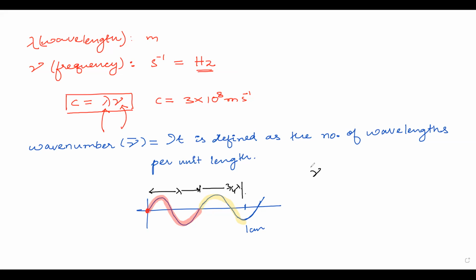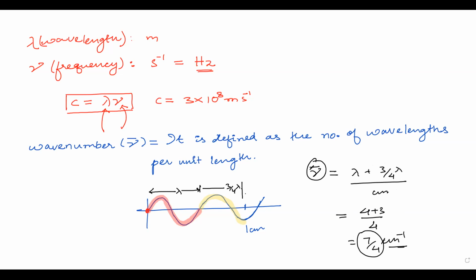So the wave number for this particular wave will be equal to lambda plus 3 by 4 lambda per centimeter. So this will be how much? 3 by 4 plus 1 lambda will be equal to 4 plus 3 divided by 4, 7 by 4 lambda per centimeter. So this will be 7 by 4 centimeter inverse. Wave number will be equal to 7 by 4 centimeter inverse. So please write this wave number.